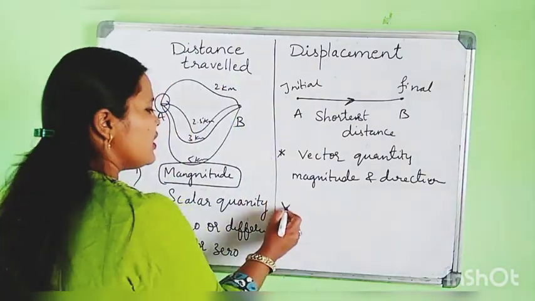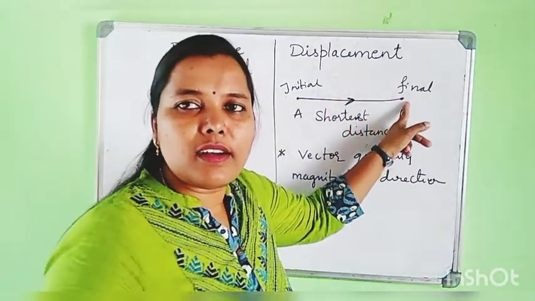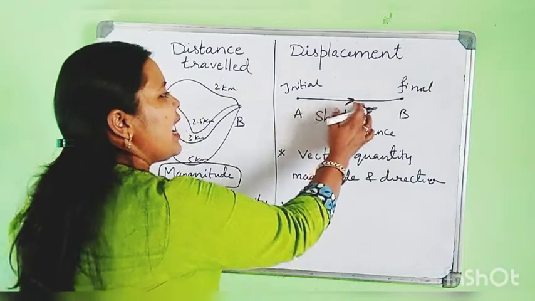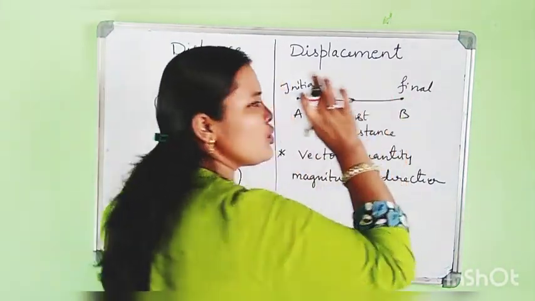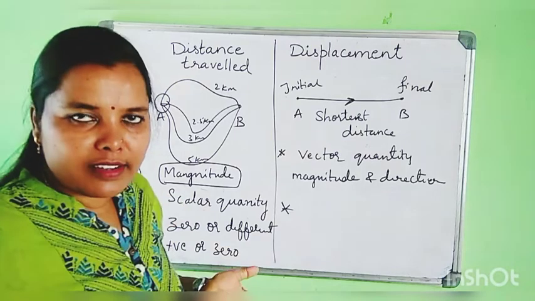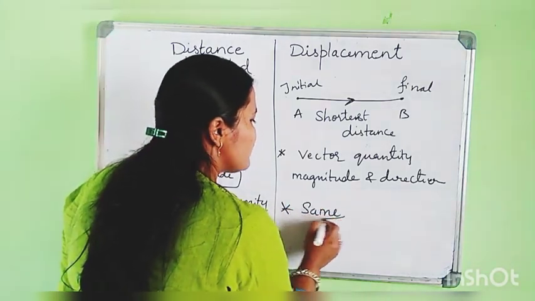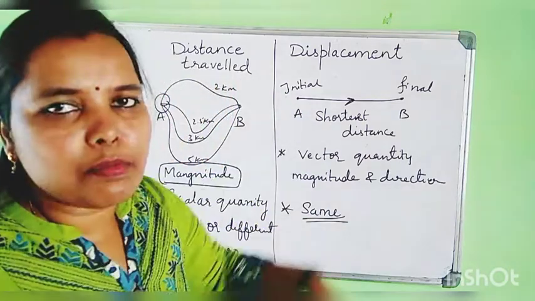Next we have the direction is always the same, and the distance traveled is also the same here. What I told you, in distance traveled it is different, isn't it? But the distance traveled is always the same in the case of displacement.